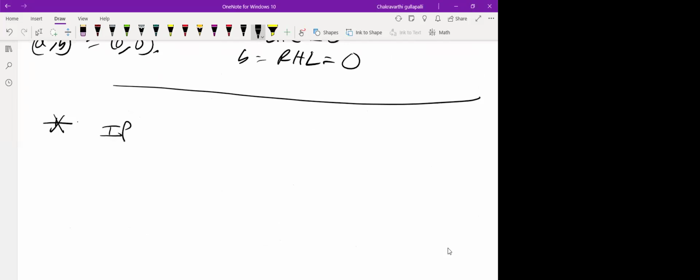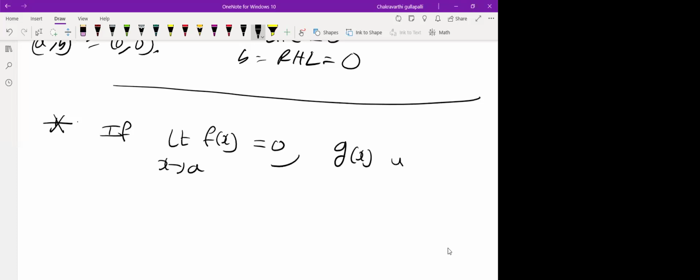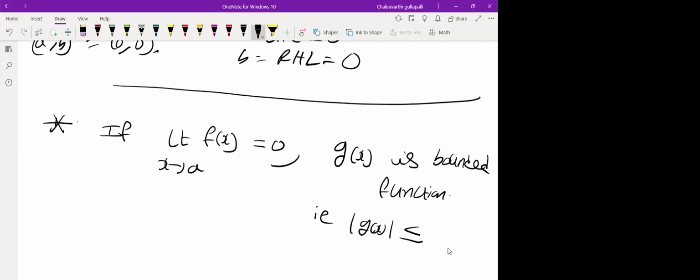If limit x approaching a, f of x is 0, very important, very interesting also, and g of x is a bounded function. What is meant by bounded function? That is, mod g x is less than or equal to some constant k. Then we say it is bounded. Then limit x approaching a, f x into g x will be always 0.